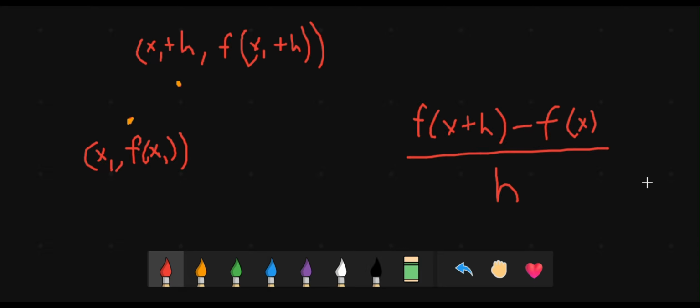Alright, now we have a more general equation for the slope, given some value x1 and some incredibly tiny value h. Remember, we want these two points to be as close together as possible on the function, and we guarantee it's on the function because we use f of x1 plus h. f can be any function actually.